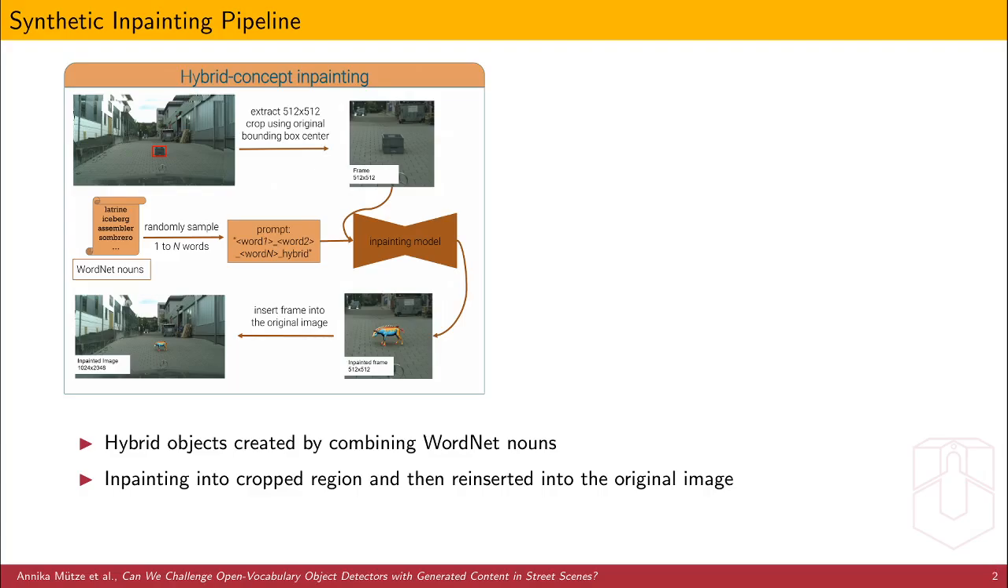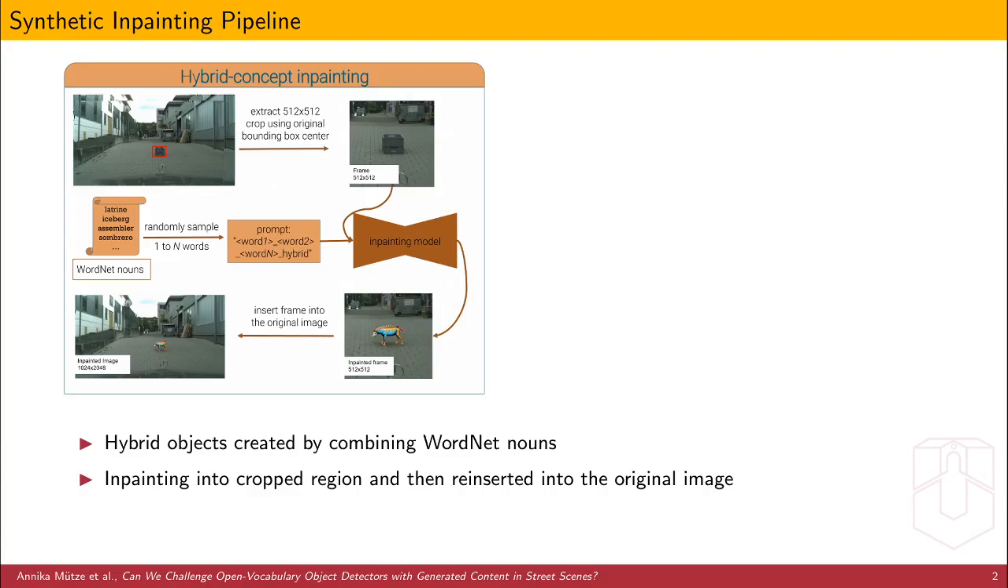Therefore, we propose a synthetic inpainting pipeline. Starting with a scene, we can then crop an object of interest which we want to replace with an unusual or completely creative new object. To do this in a systematic way, we sample WordNet nouns and randomly sample 1 to n words, which we then concatenate to a hybrid prompt. We then, based on the crop and this prompt, ask an inpainting model to generate a completely new creature. This generated crop is then reinserted into the original data.